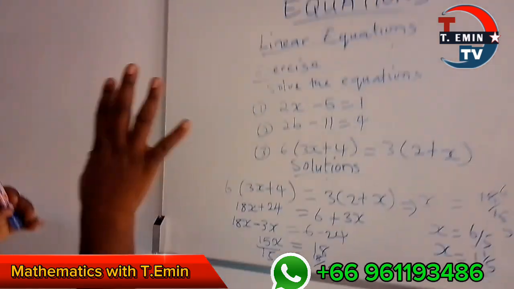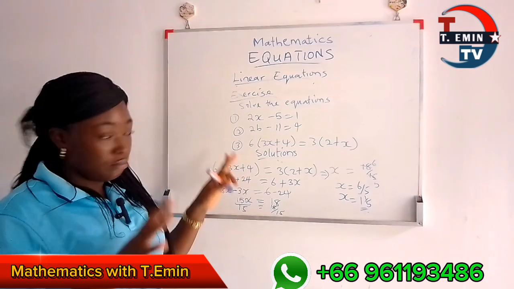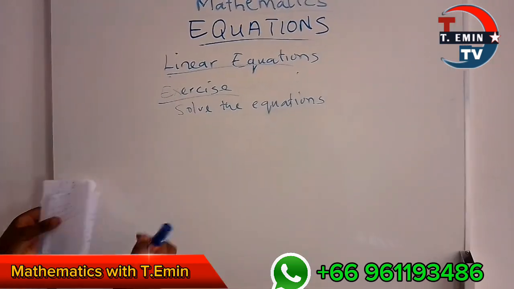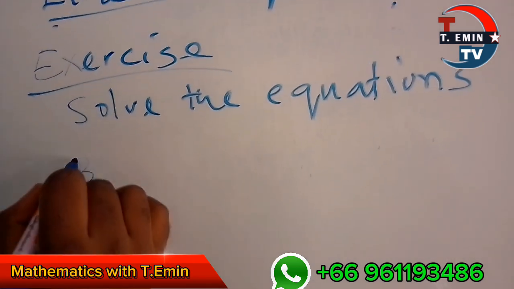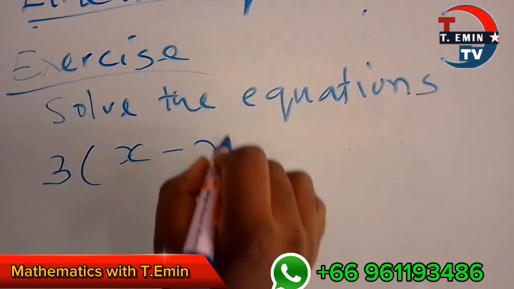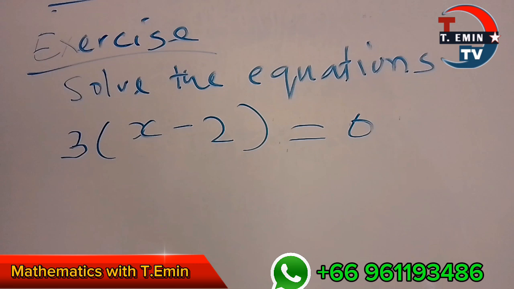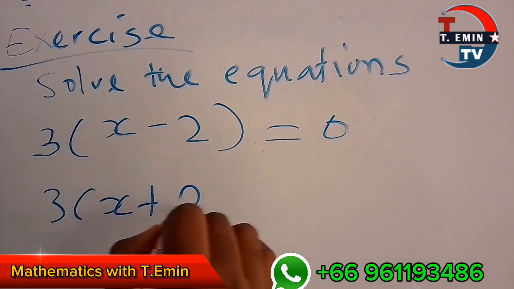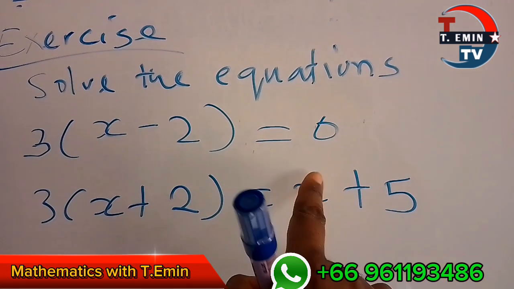We have come to the end of this solving. I'm going to give you some few exercises to do for next class. Solve the following equations. We have 3 into x, take away 2, equal to 0. We have 3 into x plus 2 equal to x plus 5.